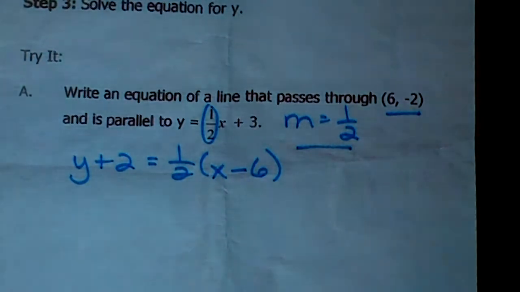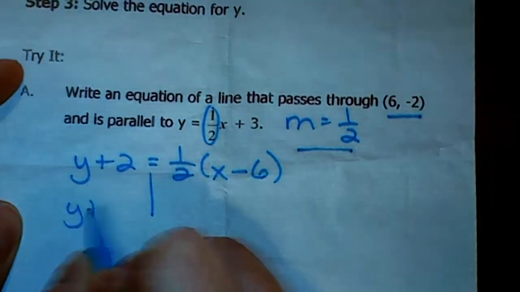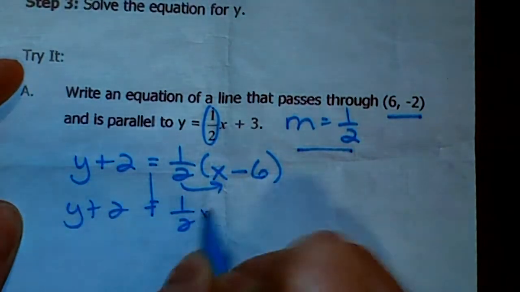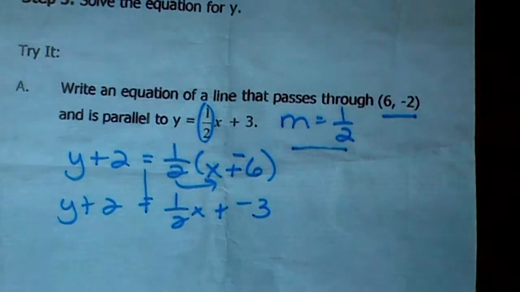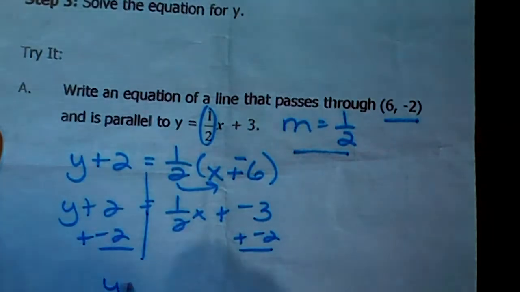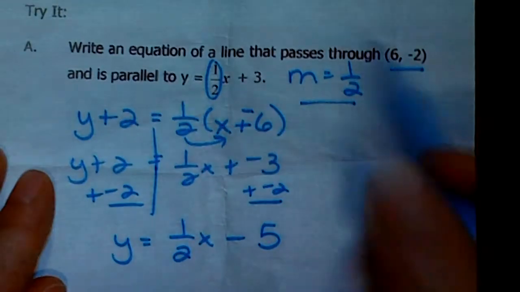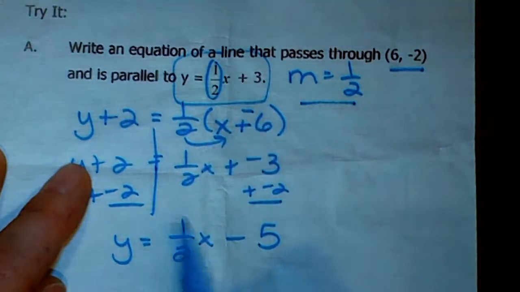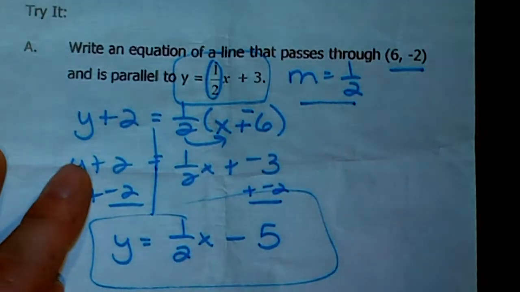Okay, I want my equation in y = mx + b form. So we're going to do what we did a couple days ago. I'm going to distribute. 1/2 times x is 1/2 x. And 1/2 times -6 is -3. Now I want this 2 to go away, so I'm going to add the opposite of it. And I get y = 1/2 x, and you can write plus -5, or you can write -5. Both are the same. So basically, this equation here is parallel to y = 1/2 x + 3 and passes through the point (6, -2). Let's try one more of those.